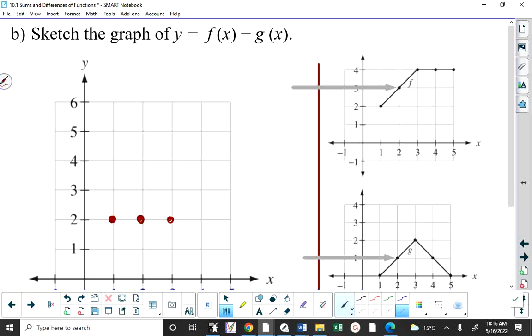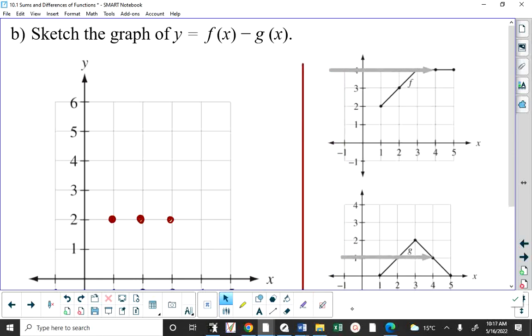Moving on now to x equals 4, which would be this point and this point. I'm going to take 4 minus 1, which is 3. And then the last point will be at x equals 5, where the y coordinate on the top function is 4 and the y coordinate on the bottom is 0. 4 minus 0 is 4. So this is what f minus g looks like.